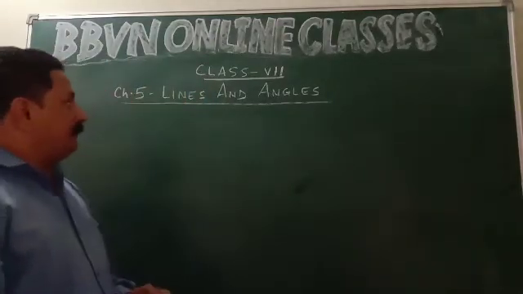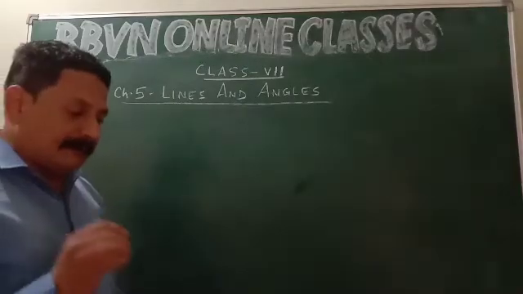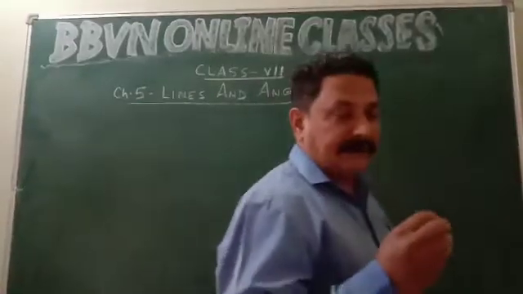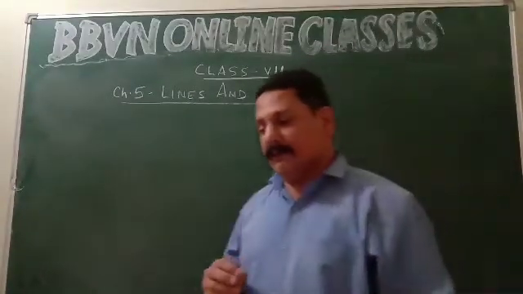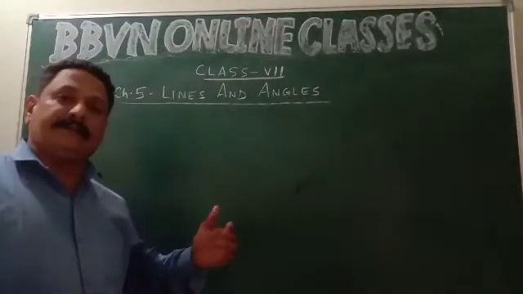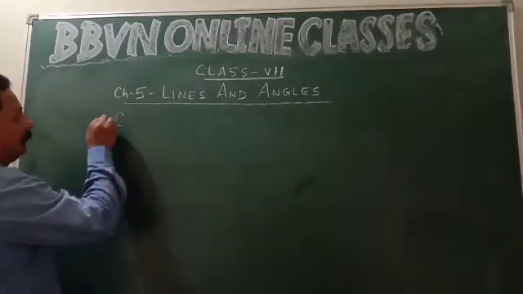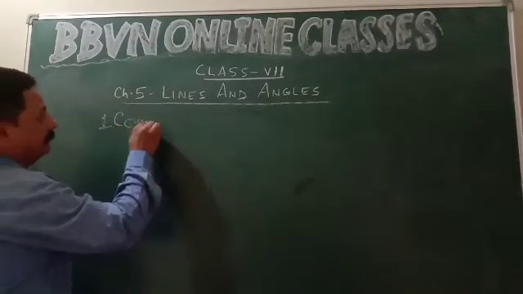So today in grade 7, we'll start chapter 5, lines and angles. To some extent, you have studied about lines and angles, like what is an acute angle, what is an obtuse angle, straight angle, all these you have studied. So now we will study some certain types of angles. Like first, complementary angles.